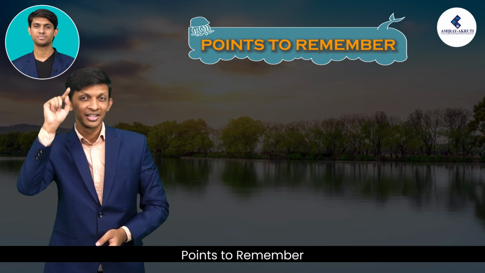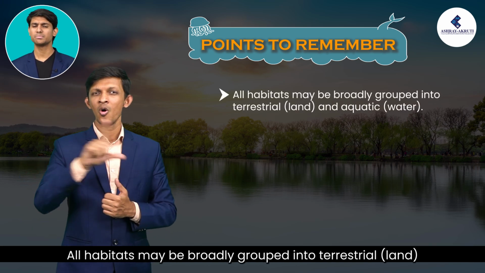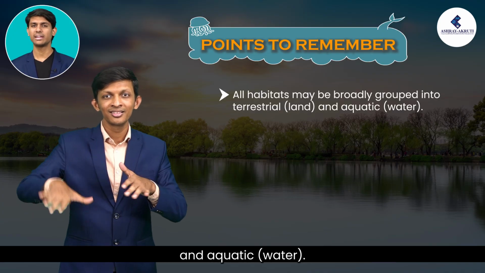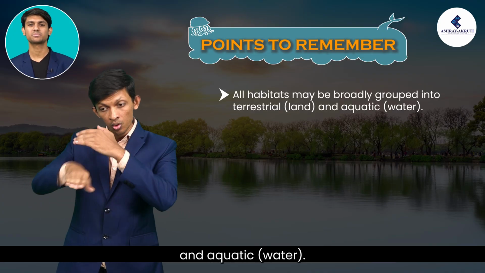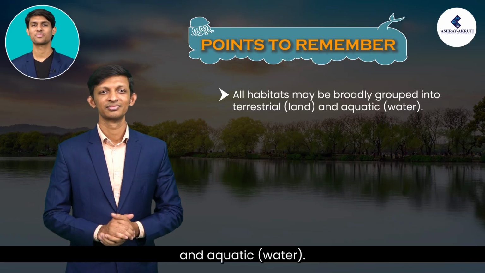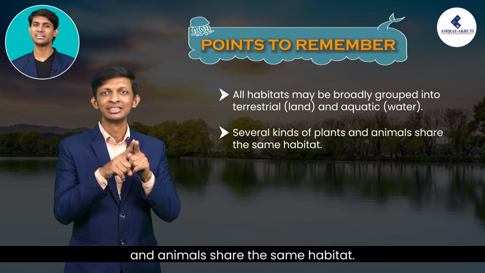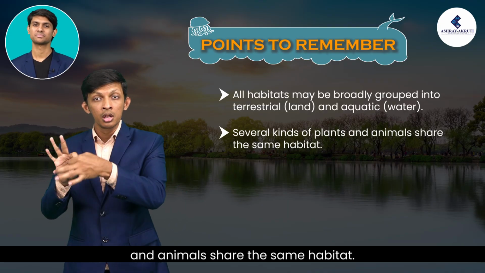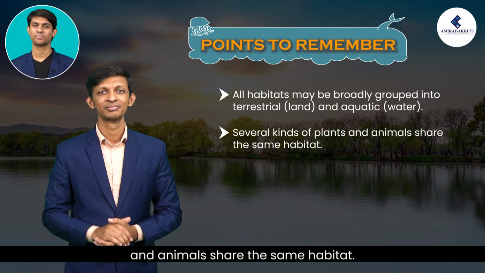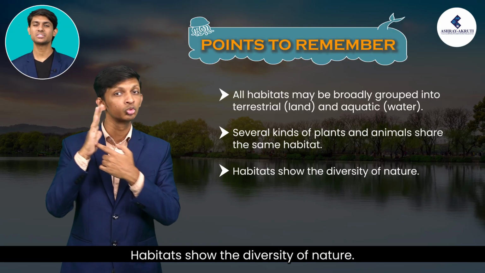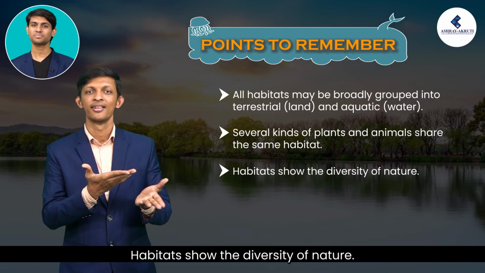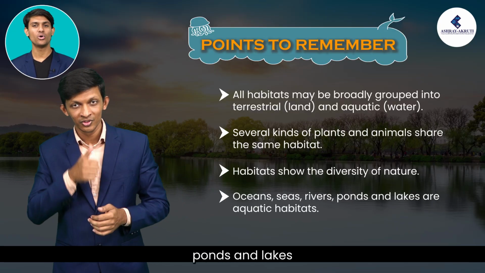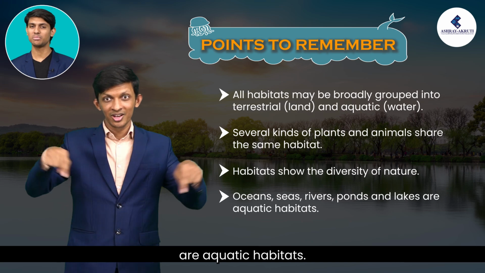Points to remember. All habitats may be broadly grouped into terrestrial, land, and aquatic, water. Several kinds of plants and animals share the same habitat. Habitats show the diversity of nature. Oceans, seas, rivers, ponds, and lakes are aquatic habitats.